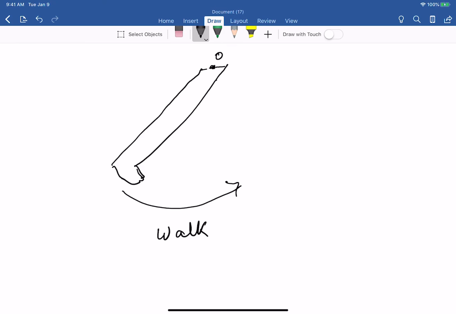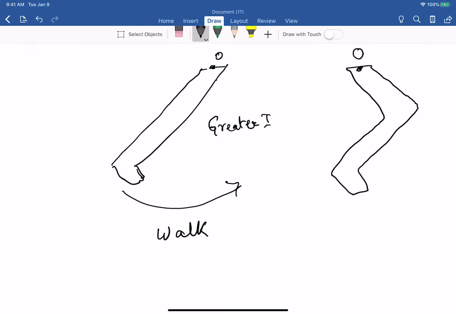But when you jog or run, you are bending your knees, right? So when you're jogging or running, your leg looks like this. Which of these has a greater moment of inertia? Obviously, the straight leg has a greater rotational inertia, and the bent leg has a lower rotational inertia. So as a result of that, it's easier to rotate your bent leg, which has a lower rotational inertia. And so it's easier for you to jog than it is to walk. Right. Okay.